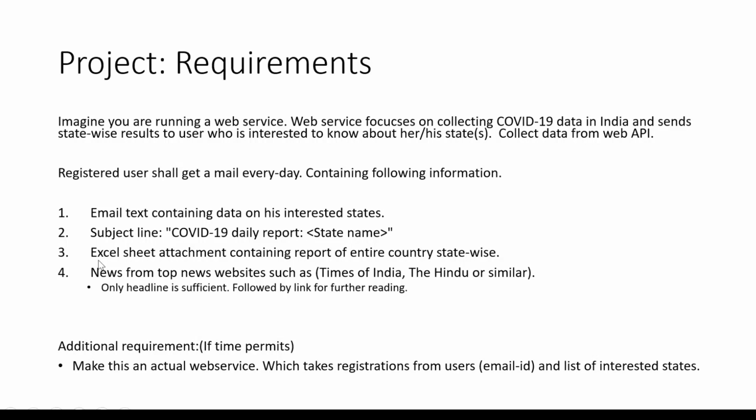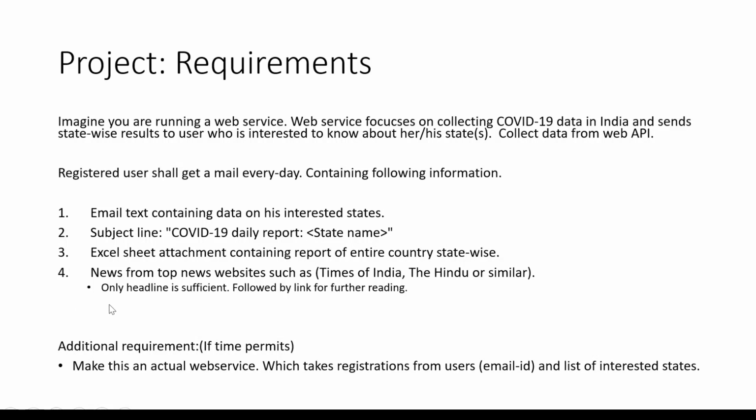Then we will also convert that JSON into a report in an Excel format, and maybe we will have rows and columns telling that, okay, these are the states, maybe row wise states, and column wise the number of active COVID cases, number of deceased cases, and number of cured cases, something like that. We will make a nice report, and then attach that Excel sheet to the mail.